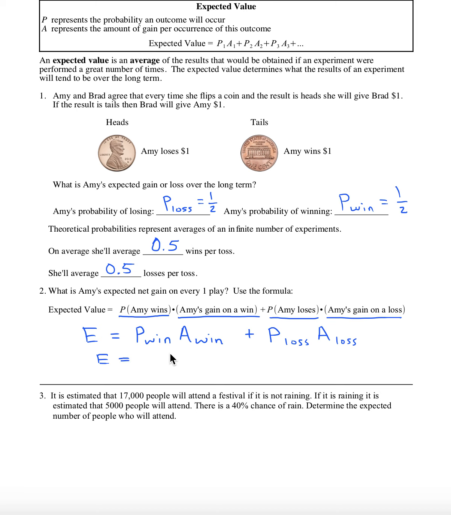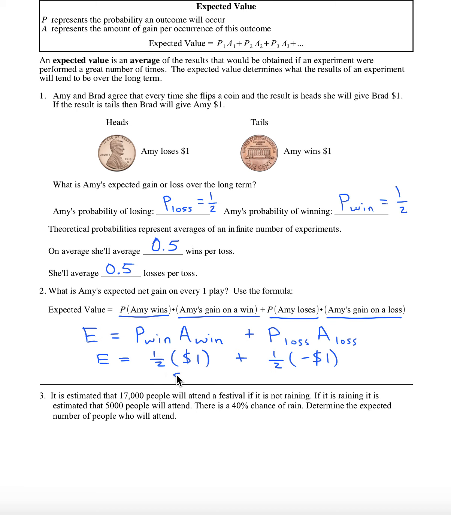E stands for the expected value. So let's plug in the probability of a win. It's 1 in 2. The amount she gets if she wins is $1. But she also has a 1 in 2 chance of losing. And here we have to write in the gain, but it's not a gain, it's a loss. So we want to make that negative, which means money doesn't come into her, she has to pay it out.